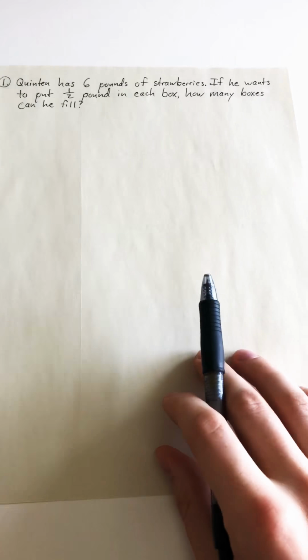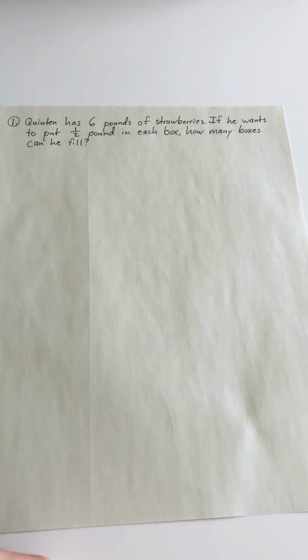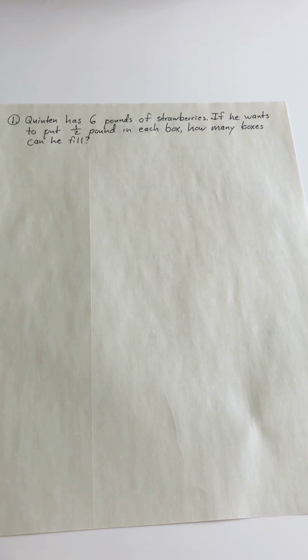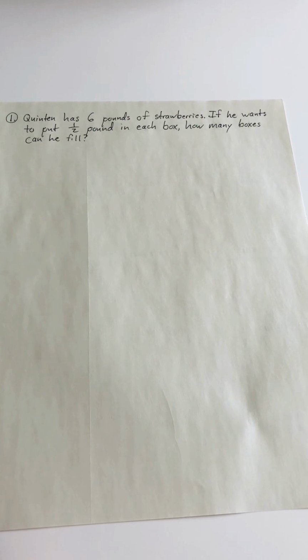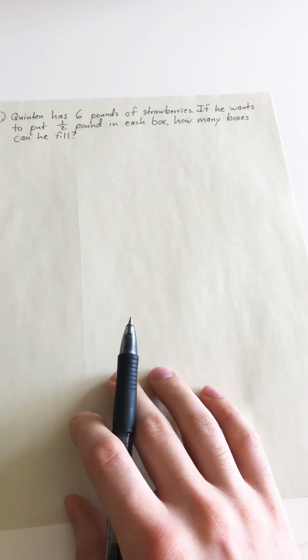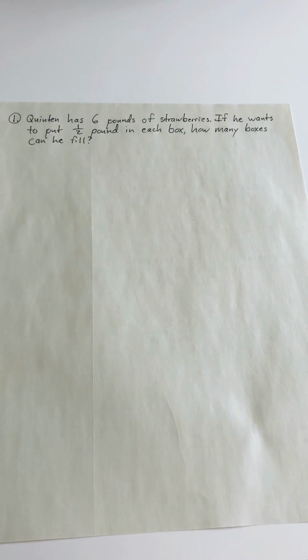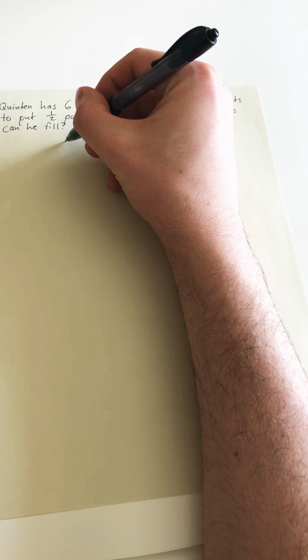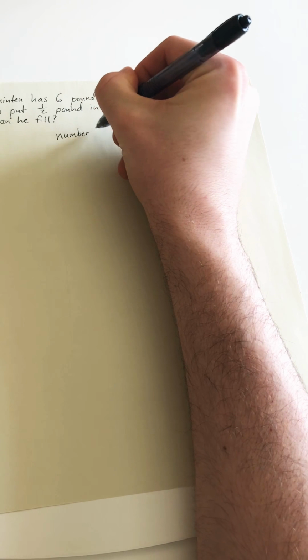All right, guys, so picking up with where we left off in school, we're starting with this problem. If Quentin has 6 pounds of strawberries and he wants to put a ½ pound in each box, how many boxes could he fill with the strawberries? As with any of these problems, the first step is to make sure that we understand what the problem is asking us. So if Quentin is starting with 6 pounds of strawberries and he's dividing them into ½ pound boxes, our number model is going to look like this.